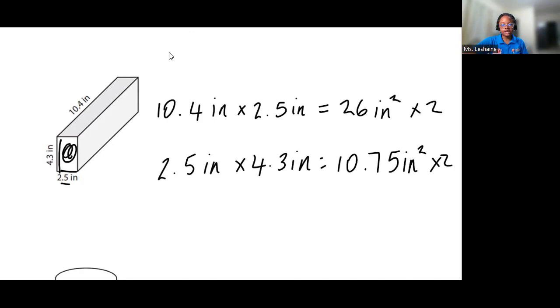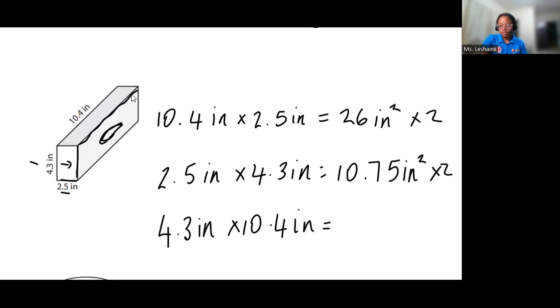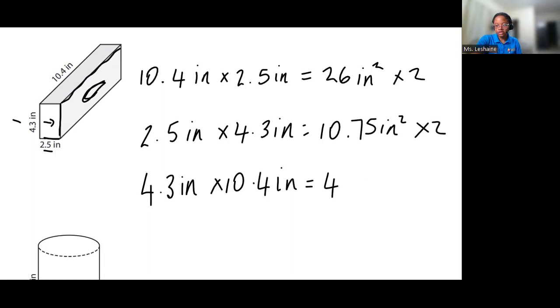And the final face that we have to go ahead and take care of is the one right here. So that is 10.4 multiplied by 4.3. Now, how did I get that 4.3? Now look, if here is 4.3, then here is also 4.3. So it is 4.3 times 10.4. So 4.3 inches times 10.4 inches. So I have 44.72 inches squared, and of course I have to double that.